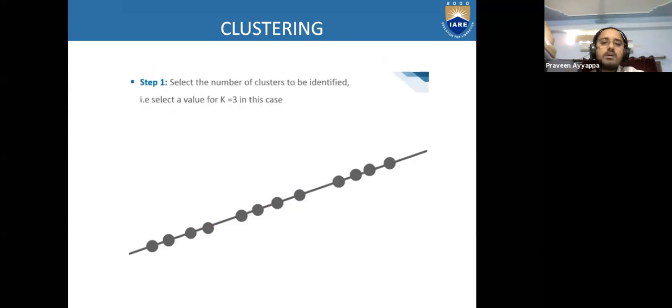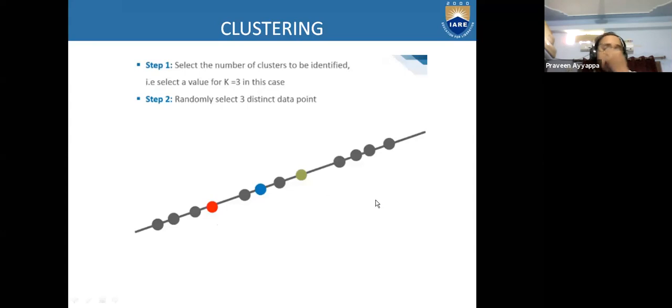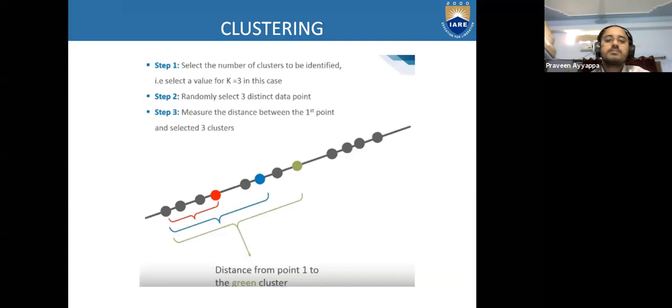I have just placed some data points on this particular line, and now I am going to randomly select 3 distinct data points from a given set of data points. So I have selected this one as one data point, and the blue one as another data point. I am representing the green with another one, where I have selected another data point.